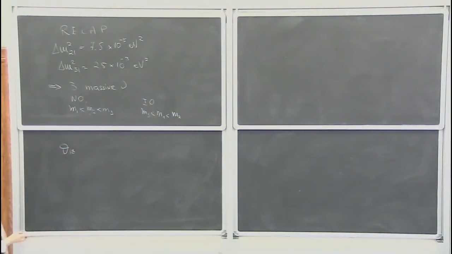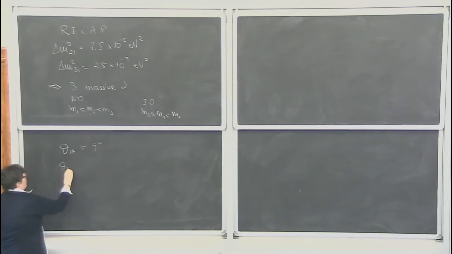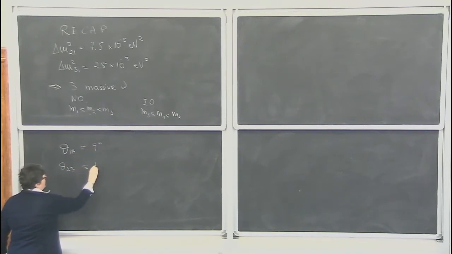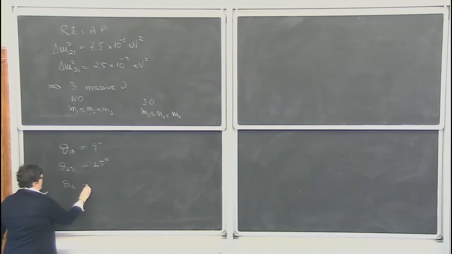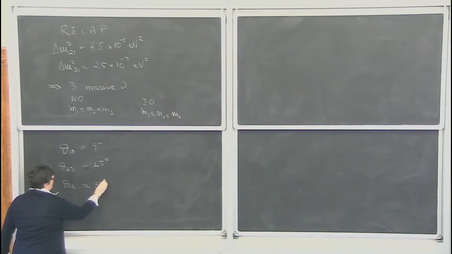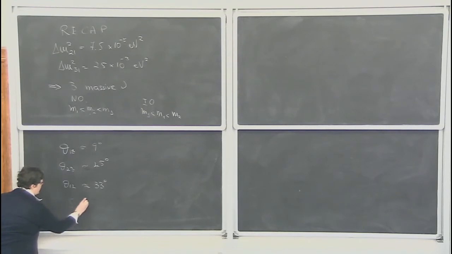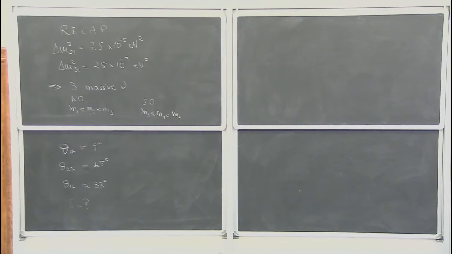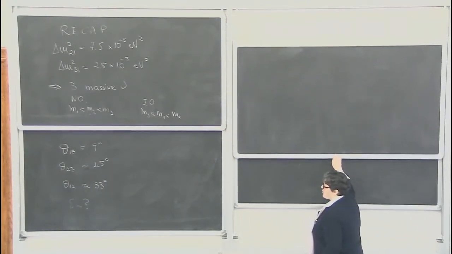As a 3 by 3 unitary matrix is parameterized indeed by three angles. Theta 1, 3, which is around 9 degrees. Theta 2, 3, which is possibly even maximal, so okay. And theta 1, 2, which is around 33 degrees. And we said that there start being hints for CP violation in the lepton sector, although it's too early to know for certain. So what we are going to do today is to address the open questions which remain.